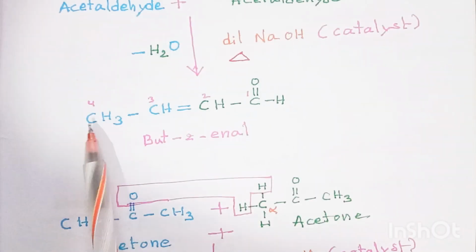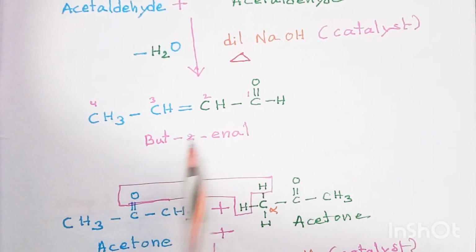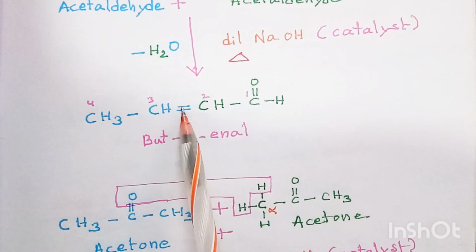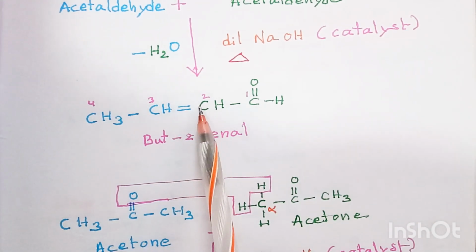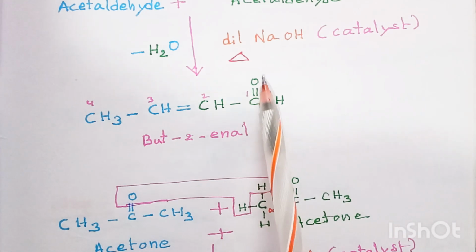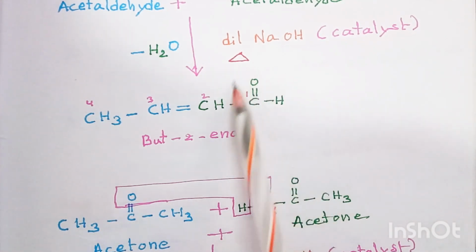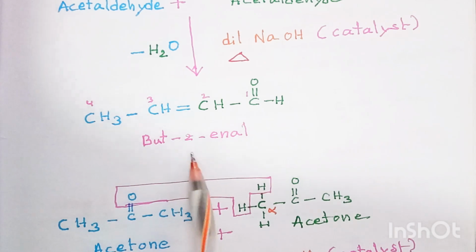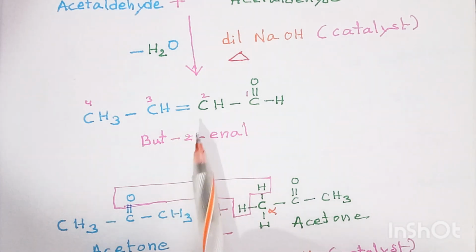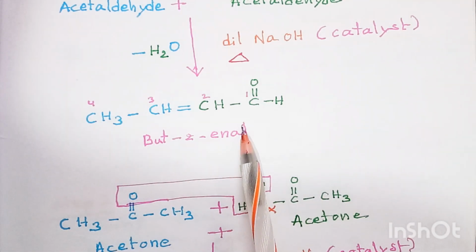So we get CH3 CH double bond CH C double bond O H. This is but-2-enal. There are 4 carbon atoms, so it is butane. Double bond is present between second carbon and third carbon, so it is 2-ene. All because there is this CHO present, that is aldehyde functional group is present here. So it is called but-2-enal. So upon aldol condensation of acetaldehyde, we get but-2-enal as the condensation product.